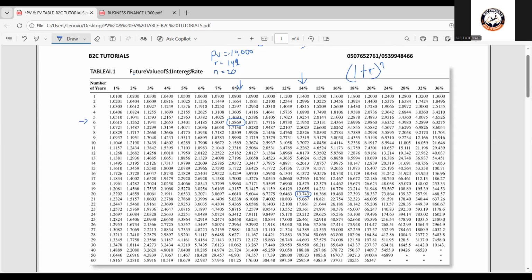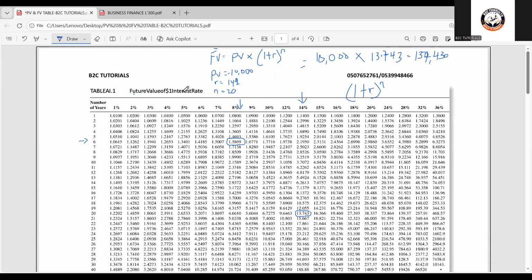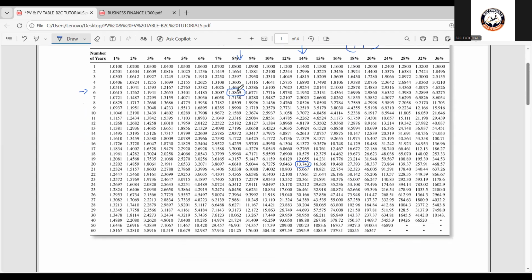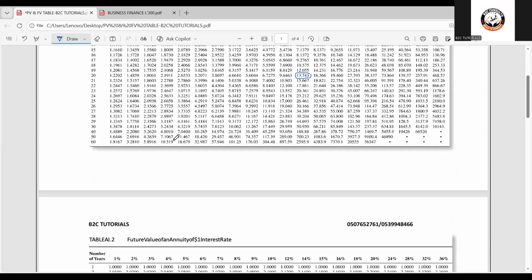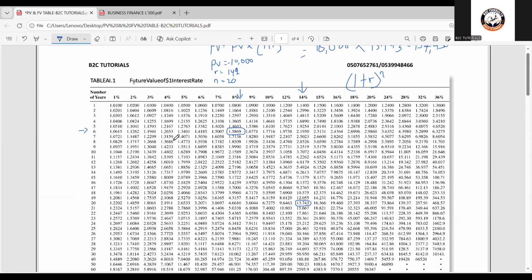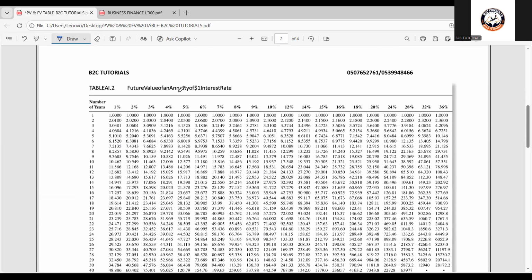All right. So having said that, this is a future value for 1 cedi. So it is assumed that 1 cedi's future values are there. So if you multiply 1 cedi by the amount given you, you should be able to arrive at the final answer. Now, this is also for future values of annuity. Annuity is when it has to do with constant payment.